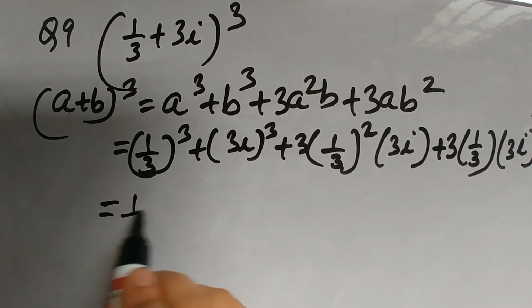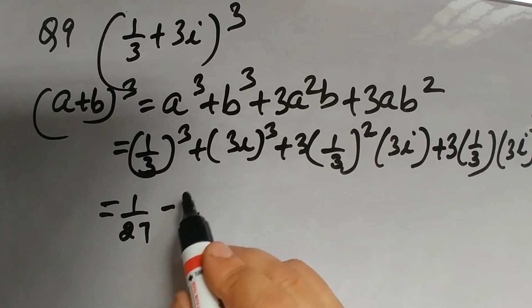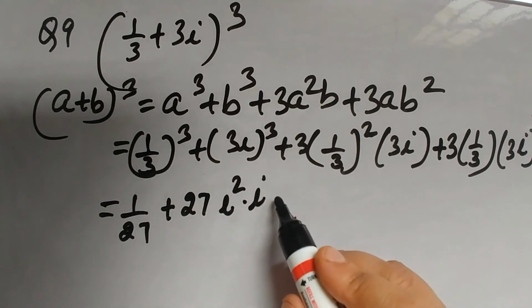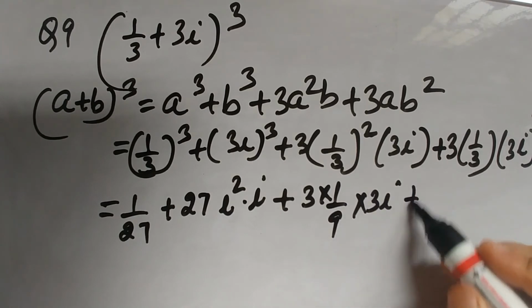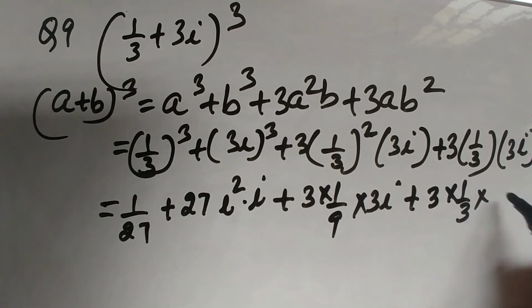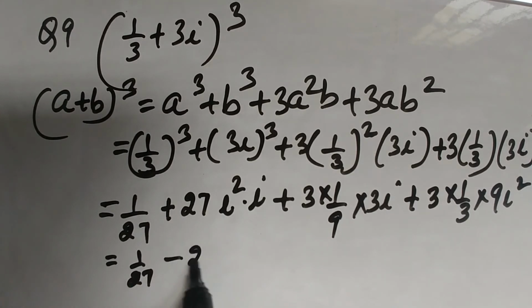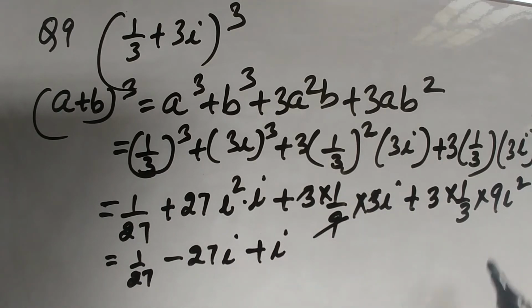So it is 1 by 27. It becomes your 3 iota cube is 27 iota cube, and iota cube can be written as iota square into iota. Plus it is 3 into 1 by 9 into 3 iota, plus 3 into 1 by 3 into 9 iota square. So it is 1 by 27. Iota square is minus 1, so it is minus 27 iota. And this gets cancelled here. Plus it is iota. And then 3 gets cancelled, and 9 iota square is your minus 9.